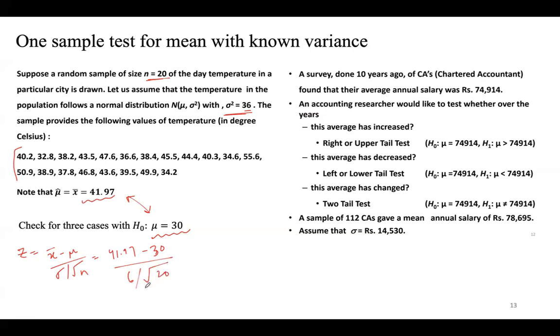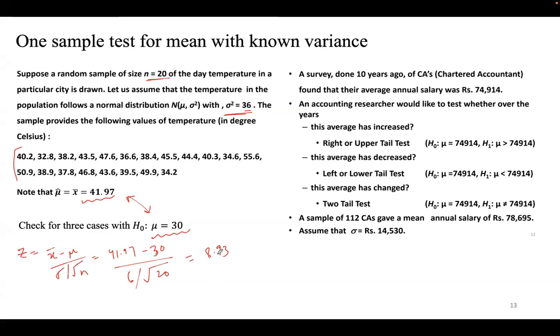I do have it solved with me, so take my word for it. This comes out to 8.93. You subtract this, so it's going to be 11, divided by 6 by something around 4, so 1 point something. So 11 by, let's say, 1.5, so something around 8. Okay, fine. Now, what do we do with this value?